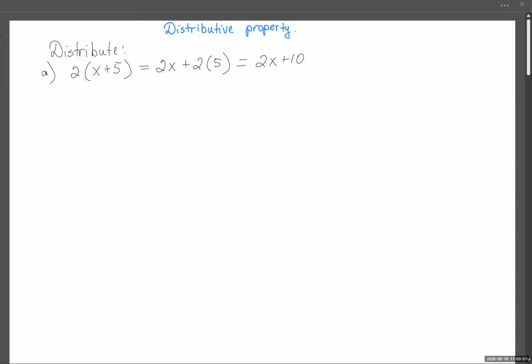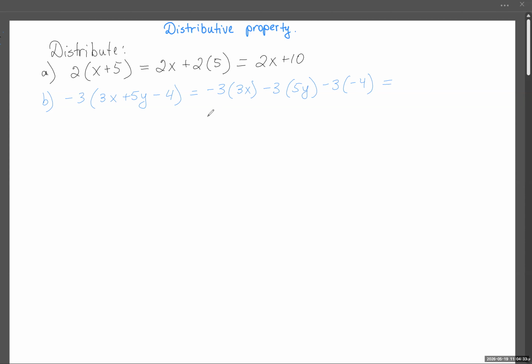Now, it's not always that you only have two things inside the parentheses. You can absolutely do this with more than two things inside the parentheses. So for example, -3 times (3x plus 5y minus 4). So this time you're going to take -3, which is outside of the parenthesis, and multiply it by everything inside. So -3 times 3x, -3 times 5y, -3 times -4.